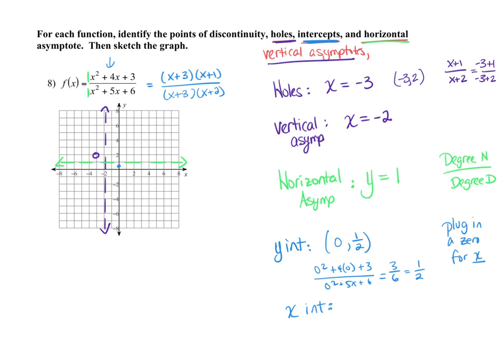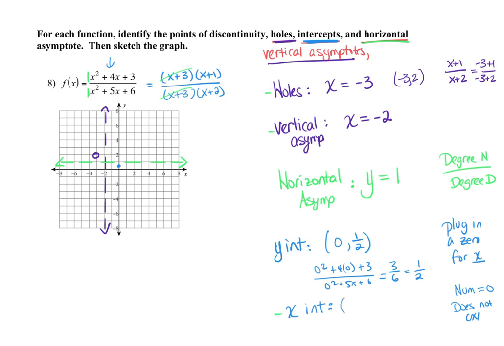For your x-intercept, and you can have more than one x-intercept, you're going to look at your numerator. So what makes your numerator equal to 0 but does not cancel? Okay, so we're going to look back up here and we're going to say, okay, my x plus 3 canceled because it was a hole. What was left over on the bottom was my vertical asymptote.